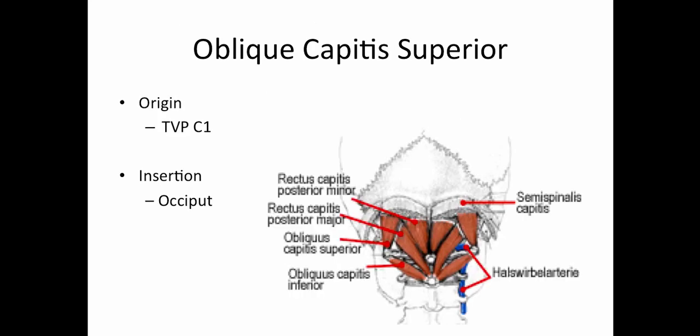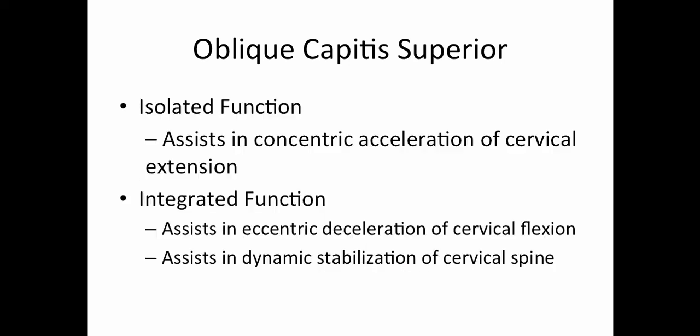The oblique capitis superior. The oblique capitis superior's isolated function is to assist in concentric acceleration of cervical extension. The integrated function is that it assists in eccentric deceleration of cervical flexion and it is a dynamic stabilizer of the cervical spine.